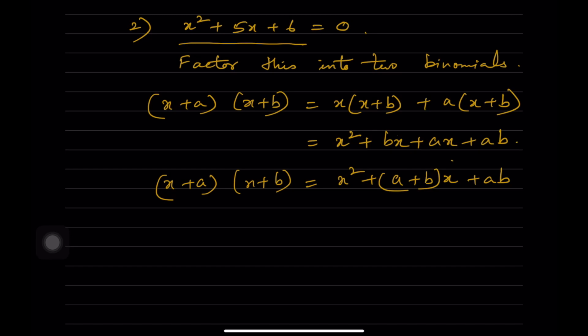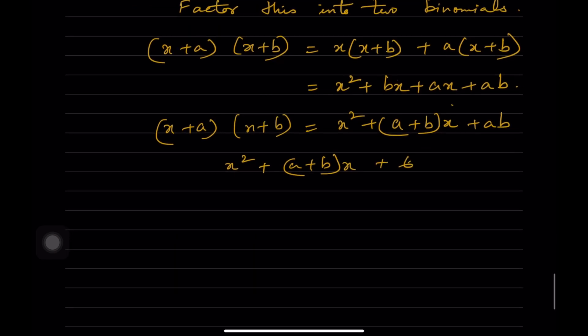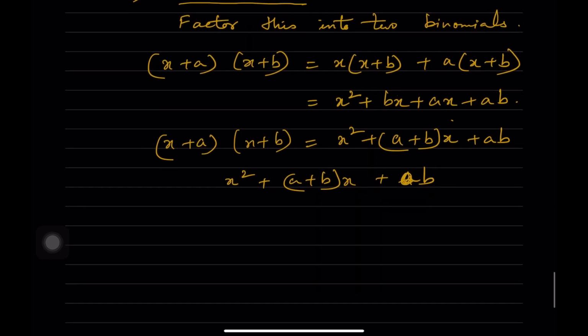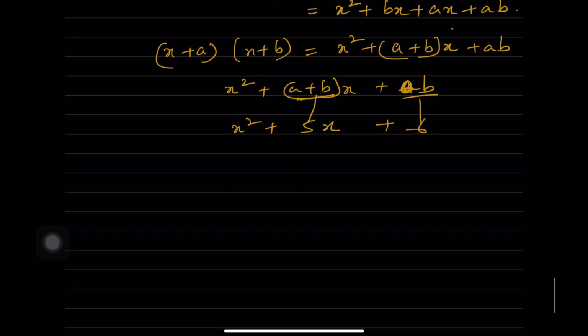So how do we compare it? We'll just see. Here we have x square plus (a plus b)x plus ab. What is the expression given to us? It is x square plus 5x plus 6. So a plus b is nothing but 5, and a into b is 6. Now how do we get this? We'll just see. What are the factors of 6?